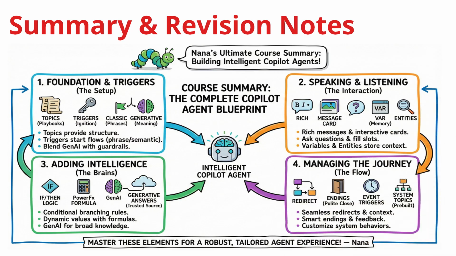Welcome to the blueprint for building intelligent Copilot agents. This course took us through 4 essential stages to master bot creation. First, we laid the foundation, using topics as playbooks and triggers to ignite the flow. Next, we mastered interaction, crafting rich messages, asking questions, and remembering context with variables and entities. Then we added real intelligence, using conditional logic, dynamic formulas, and the power of generative AI for broad knowledge. Finally, we learned to manage the journey with seamless redirects and smart endings. Master these 4 elements to build robust, tailored, and intelligent agents.